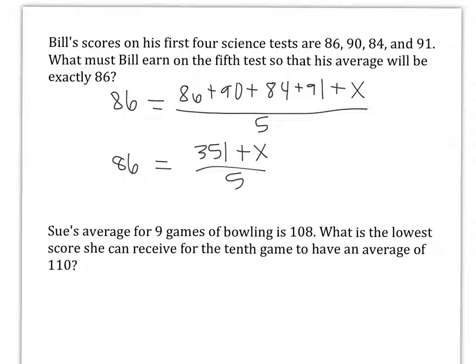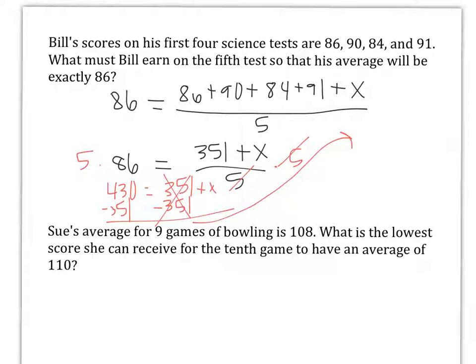So to solve this equation, we have 351 plus x divided by 5, which means we need to get rid of that division of 5. So we're going to multiply by 5 on both sides. And 86 times 5 is 430. So that equals 351 plus x. And let's solve for x by subtracting 351 from both sides. And so that crosses out. So over here, 430 minus 351 gives us 79. So x equals 79 is what he must get on the last test, so that he gets an average of 86 on all 5 of his science tests.